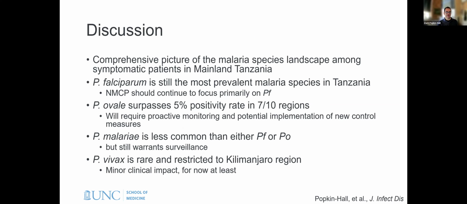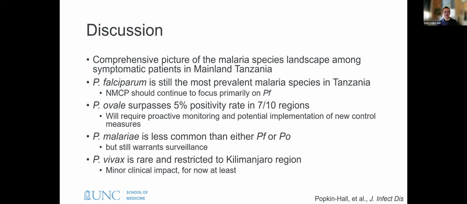So to put this all in context, I'll add a bit of discussion points. So first and foremost, what we're getting from this data is a comprehensive picture of the malaria species landscape among symptomatic patients, at least in mainland Tanzania. And what we see is that Plasmodium falciparum is still the most prevalent malaria species in Tanzania by quite a lot, which suggests that the NMCP is right to continue to focus primarily on PF.